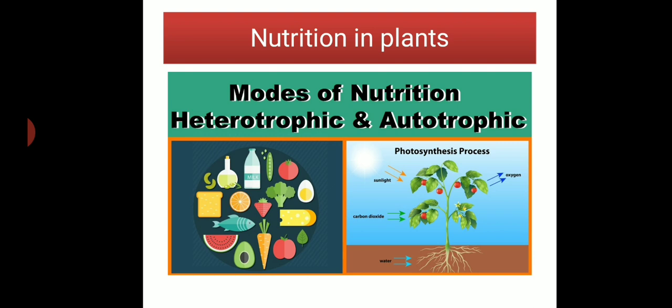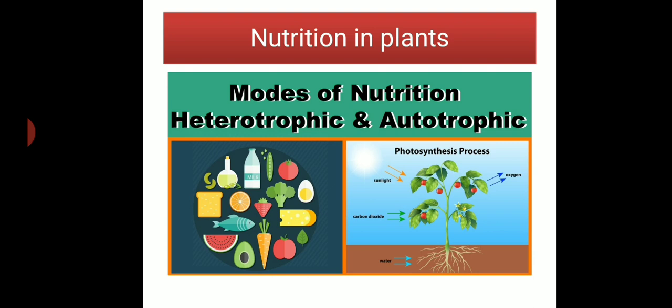Living organisms require food for energy. When food is taken by an organism, it gets nutrition. There are two modes of nutrition, autotrophic and heterotrophic. But what are they? Let us discuss autotrophic mode of nutrition.